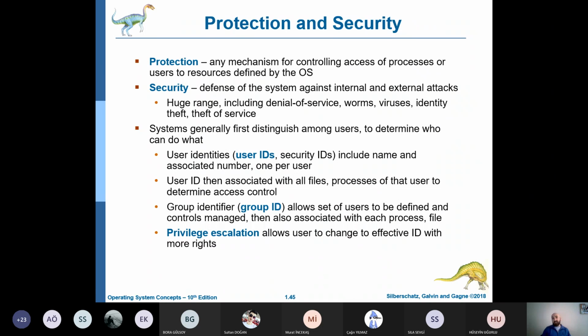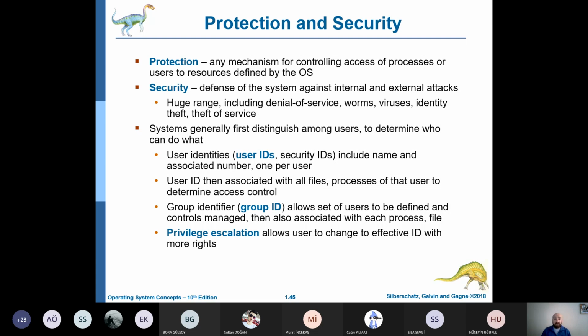Now we have to say a few things about security and protection, because our operating systems have to provide some level of protection and security too, not just resource management. Protection is any mechanism for controlling access of processes or users to resources defined by the operating system. And security is defense of the system against internal and external attacks.